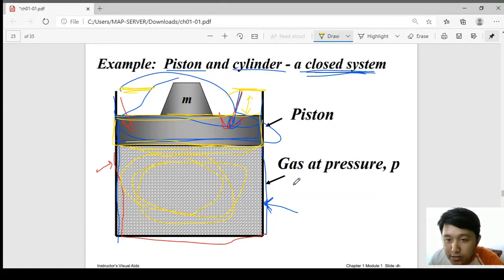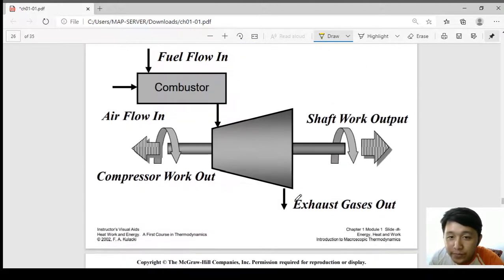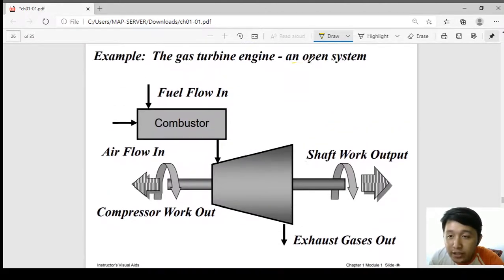Okay. So let's move on. So here, we have an open system. Example is a gas turbine engine. Imagine this is an engine, the turbine. The engine is this whole thing. So we have fuel and air. The fuel and air, we know that it has mass.